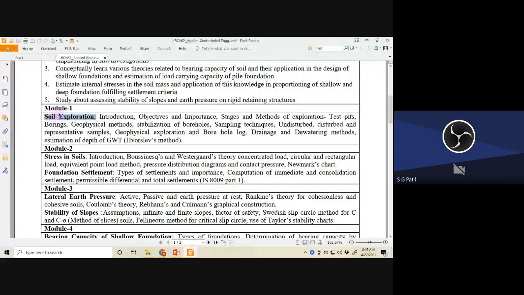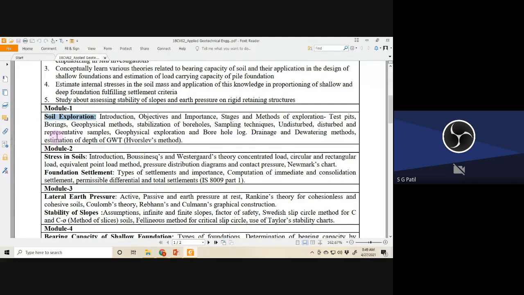To explore that soil, there are different methods. You have to find out the strength of that soil, so that based on that strength, you can design your foundation, right? So before designing the foundation, we should know the type of soil present below your intended structure. That we will discuss in module 1.